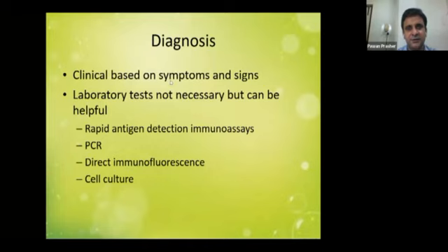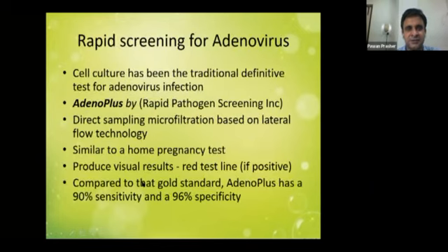Diagnosis for adenoviral is based on signs and symptoms. Laboratory tests are not necessary but can be helpful. These are various tests, and we all know these entities now: rapid antigen immunoassay, PCR is the confirmatory test, but other tests are direct immunofluorescence and cell culture. Cell culture used to be the traditional definitive test, but recently we had this test known as AdenoPlus. It's a rapid pathogen screening test, and is based on direct sampling microfiltration, and similar to the home pregnancy test, there is a strip on which you touch the tears, and it has a very high sensitivity and specificity.